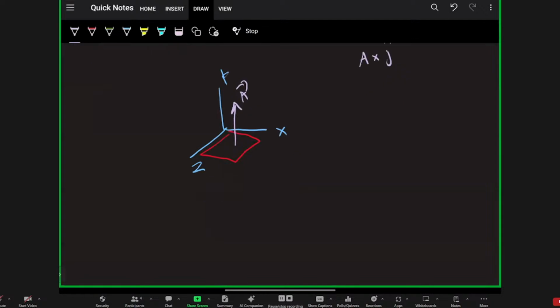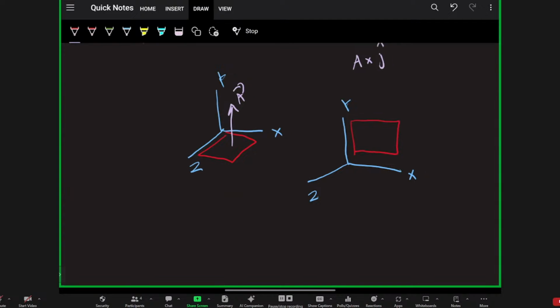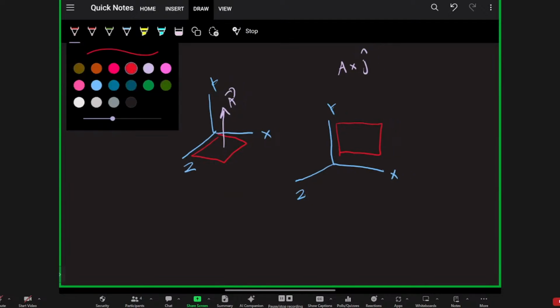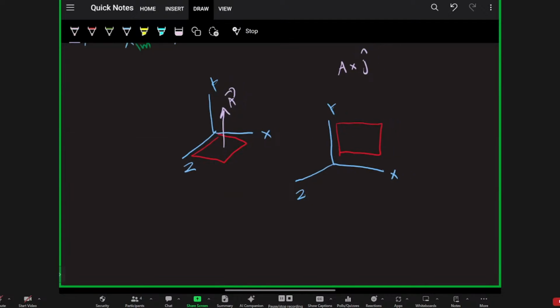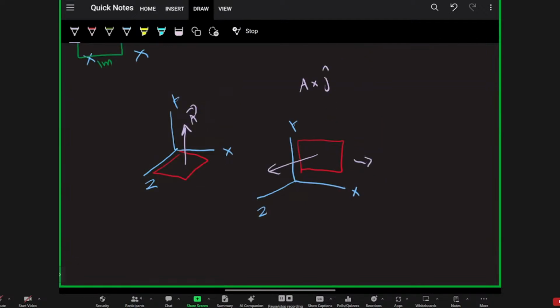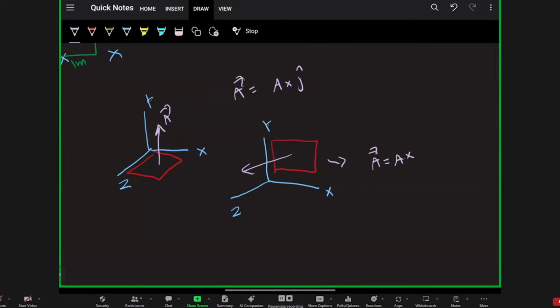Okay, suppose another scenario. This is X, this is Y, this is Z. Now the plane is lying in the XY plane. So the area vector will be perpendicular to the plane of the area. So here the area vector will be along the Z direction. So I can take the area vector equal to area into which direction? Z cap. Correct. Z cap means k cap. Okay, it will be minus k cap.